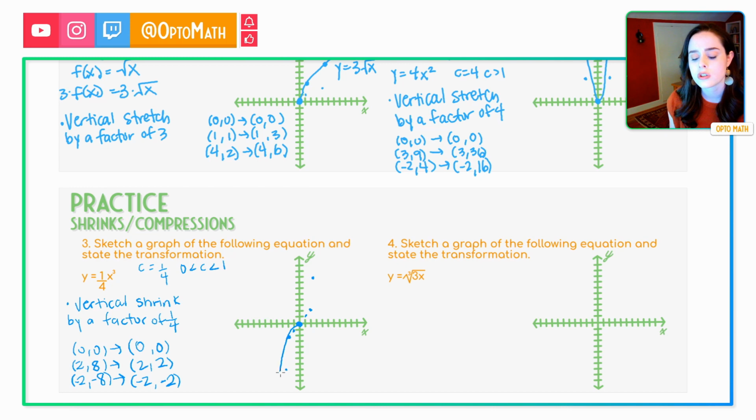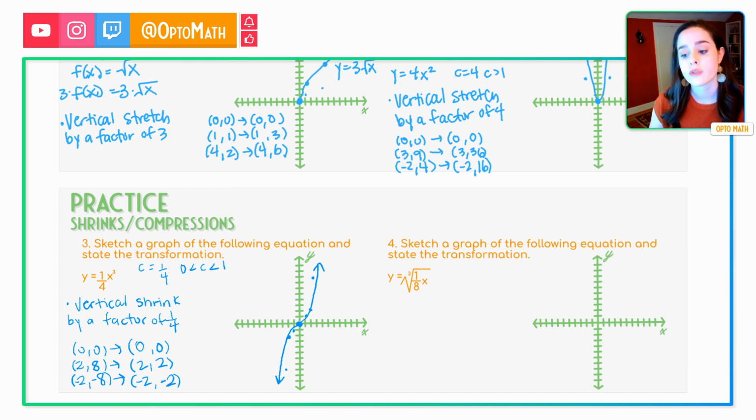And we know the general shape of a cubic is like this. And we also know that a vertical shrink or compression is squishing a graph vertically, right? So it's going to get a little bit wider, a little bit fatter.